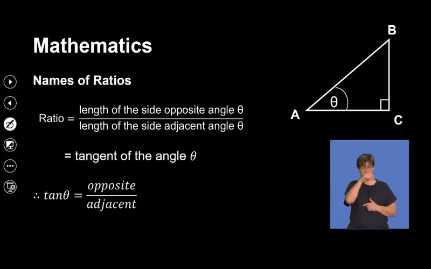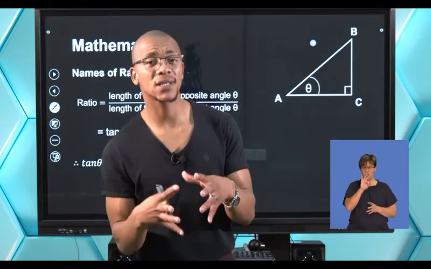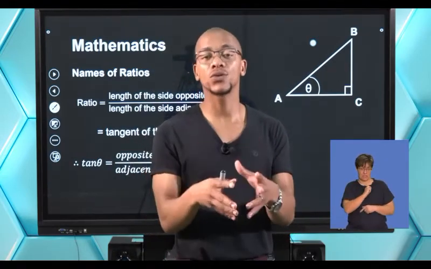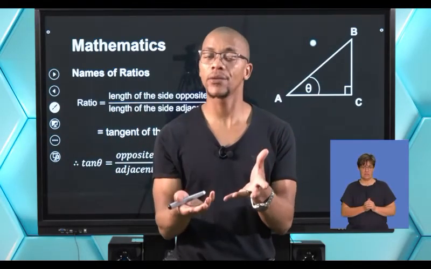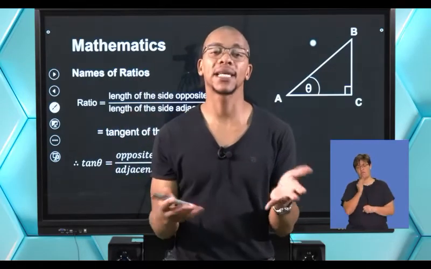Therefore, this is opposite over adjacent. Tangent is just the full word, but we call it tan. And this is OPP over ADJ, to mean opposite over adjacent. Now, the big thing about these three ratios that I've given you so far is that these are the main ratios that you're going to be using from now going forward with your mathematics career, if you pursue more maths in the upcoming years and all of that.